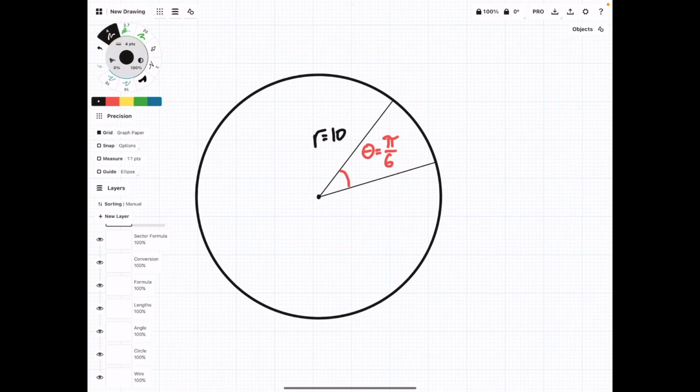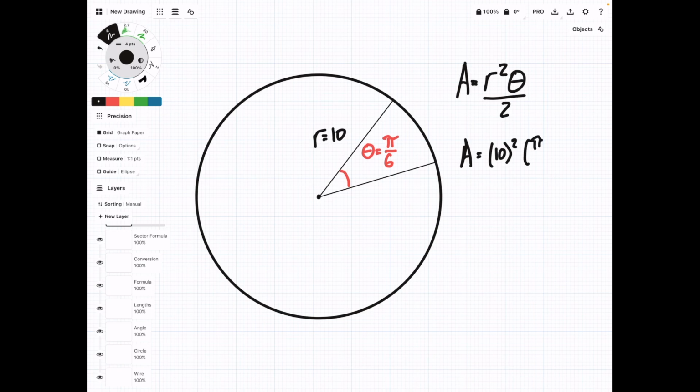Alright, for our first problem, we have a circle here with a radius of 10, and we have theta equal to pi over 6, or 30 degrees. So to start off, we're going to write out our formula. Area is equal to r squared theta over 2. And then we're just going to plug some stuff in. R is 10, so this is going to be 10 squared times pi over 6. And for this formula, we want theta in radians, so it's already there, that's good, over 2.